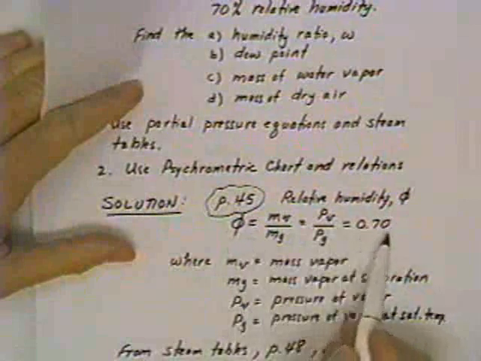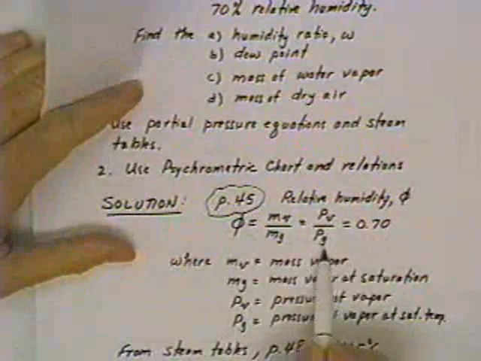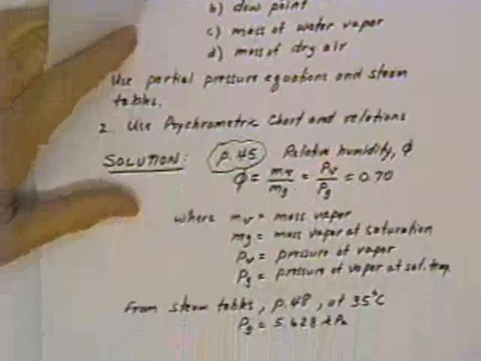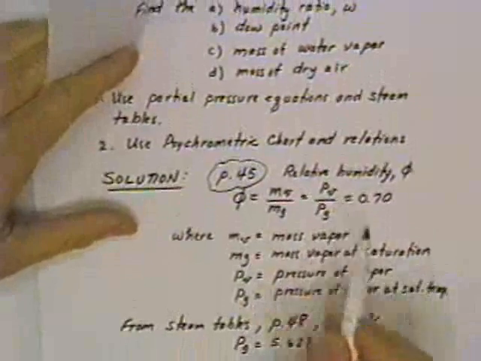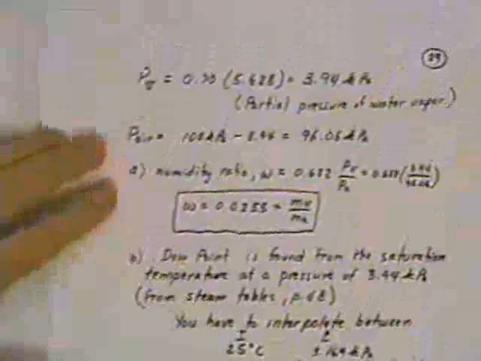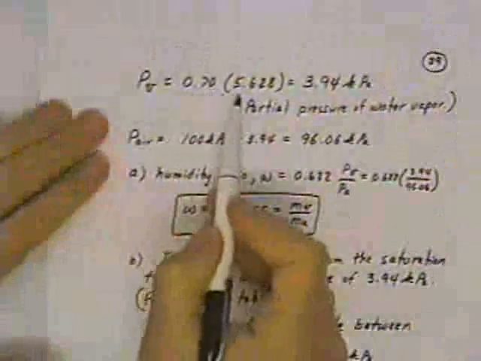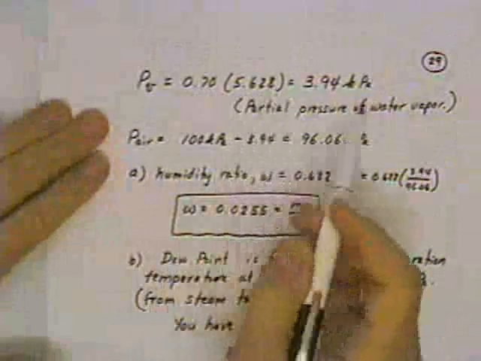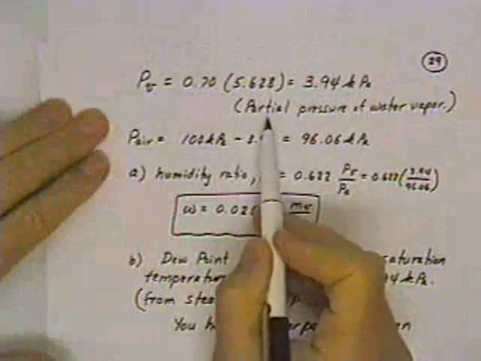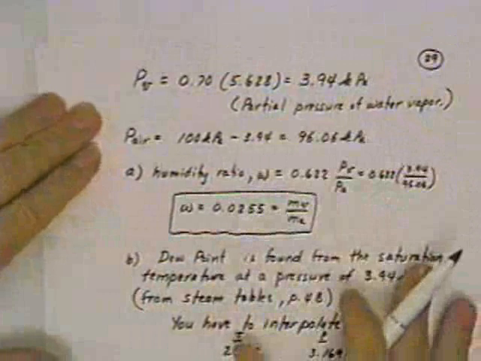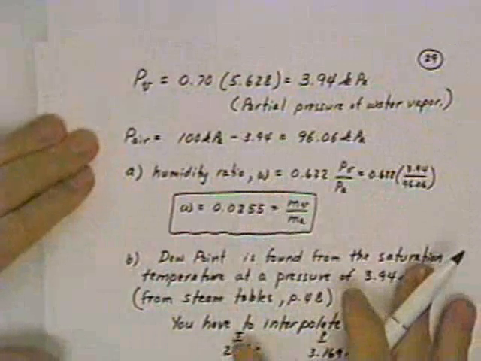So we're given that we've got 70% RH to start with. We just found PG was 5.628 kilopascals, and so we can then find PV, which is the partial pressure of the water vapor. So PV is equal to 0.70 times 5.628, which is 3.94 kilopascals. So this represents the partial pressure of the water vapor in the atmosphere for this particular mixture.